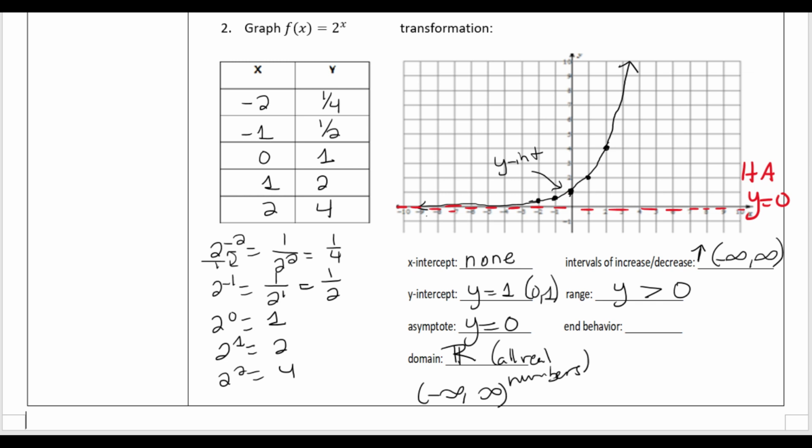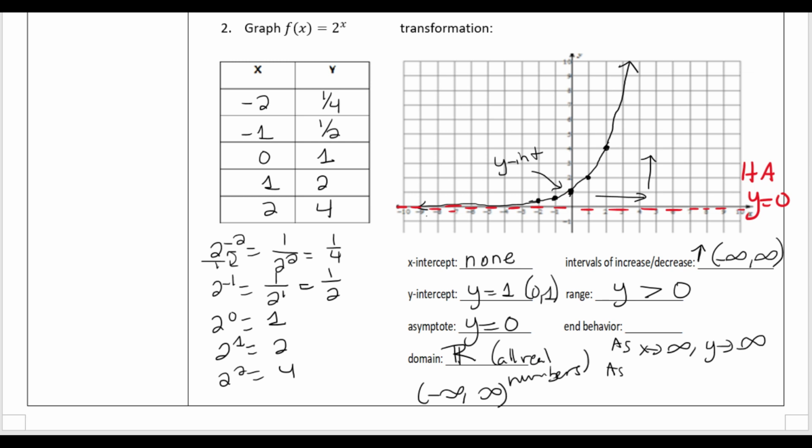And for the end behavior, in this example, we're going to do it down here because we need more room. So as x approaches infinity, y approaches... So as x gets bigger in the positive direction, that means y is going positive. Y is going up, which means it's going to positive infinity.